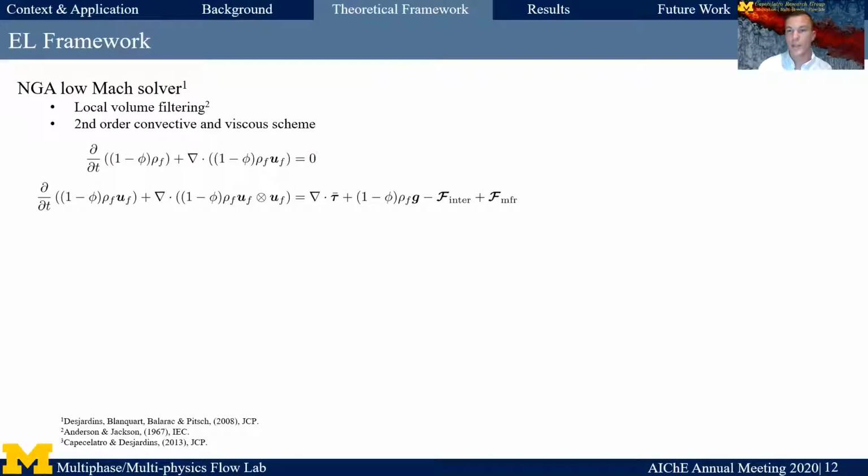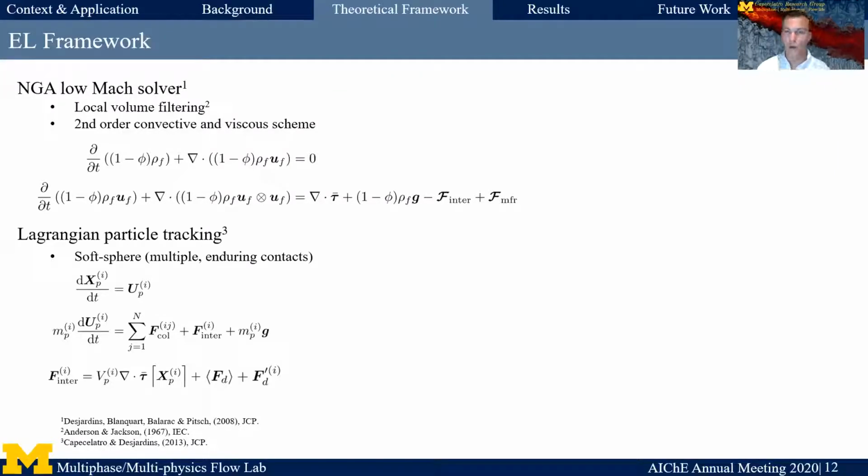So the framework we're utilizing is NGA, which is a low Mach solver, and it employs local volume filtering. We'll utilize second order convective and viscous schemes, which give rise to really the classic conservation equations for our fluid phase. And then we'll be utilizing Lagrangian particle tracking with a soft sphere method. So we'll resolve those multiple enduring contacts. The big change to our Lagrangian particle tracking is that our interphase exchange term has not just our undisturbed fluid velocity as well as our mean drag, but now this fluctuating drag that we're modeling from a stochastic differential.